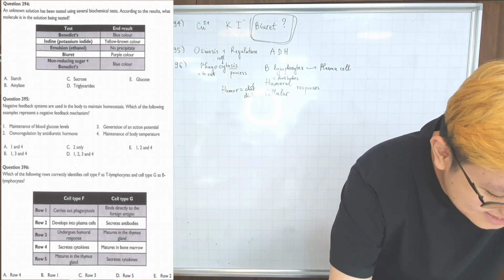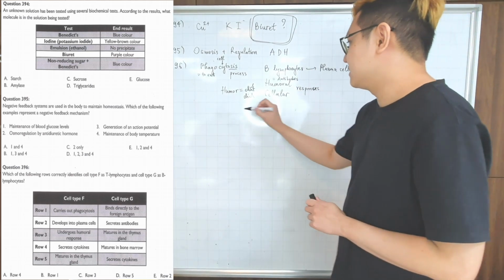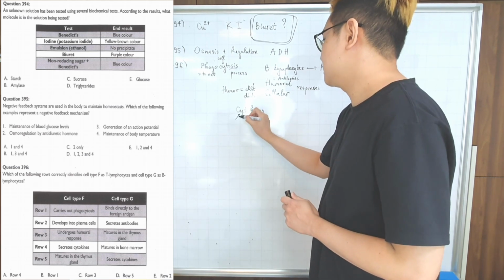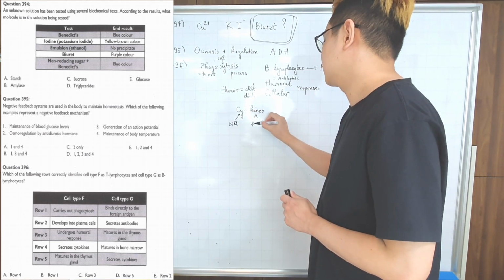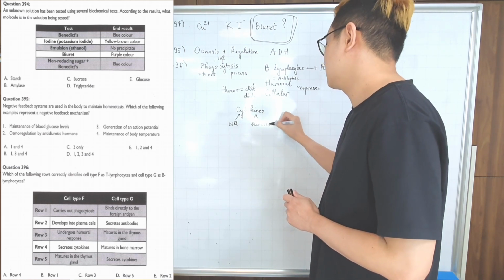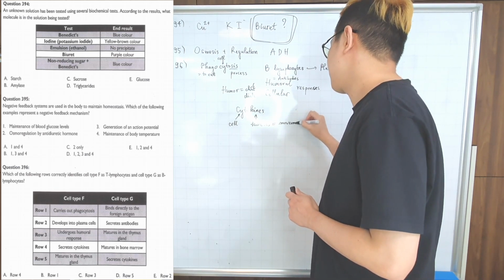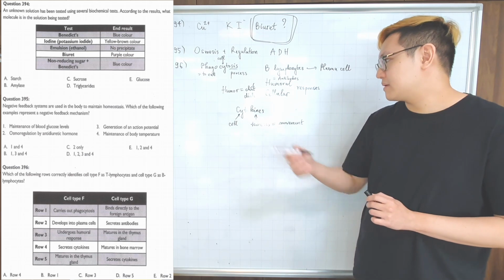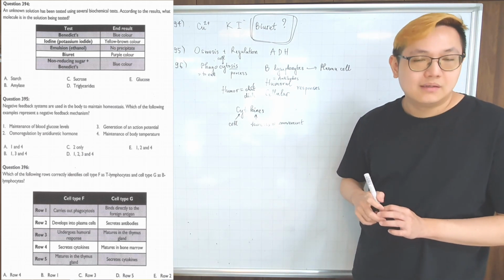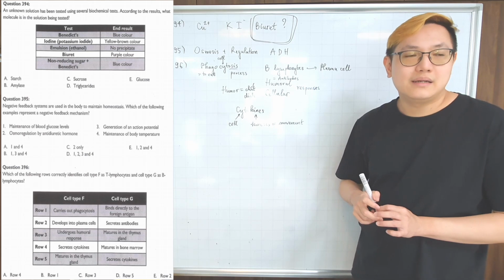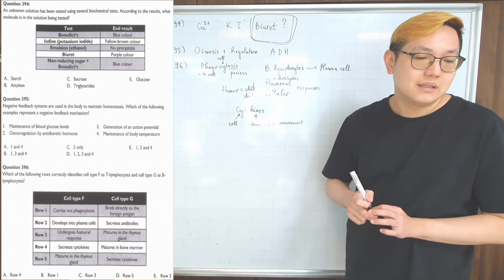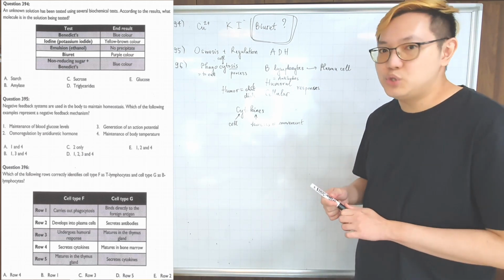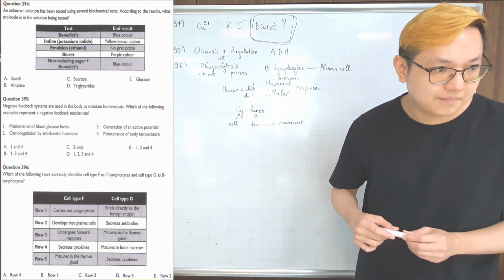Round 4, secrete cytokines. So what are cytokines? Of course, this is cell kinesis, movement. Cytokines are proteins that cause the immune responses of cells. So basically, cytokines are the proteins that cause the immune responses in the body, okay?